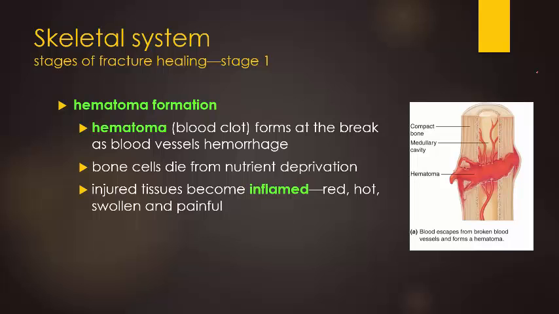The bone cells that are in this area are not likely to do well. They're probably going to die fairly quickly from nutrient deprivation. And the injured tissue becomes swollen and red, hot, painful. It becomes inflamed. And we've talked a little bit about inflammation already, so I'm expecting you to be on board with that. So the first thing that happens then is this blood clot forms, and that seals up the break. So it stops the bleeding and keeps foreign materials from entering into the break site.